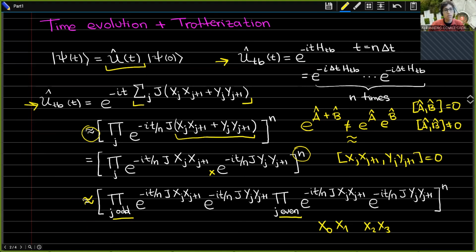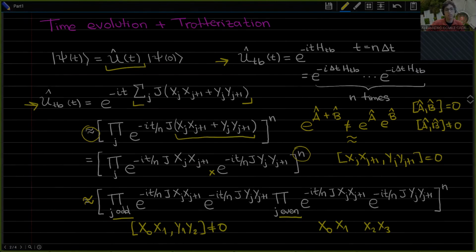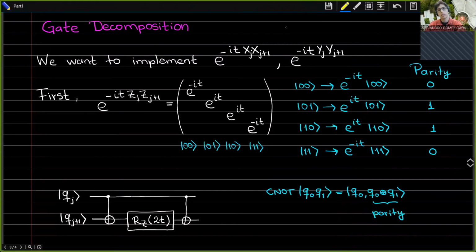This is also an approximation because the commutator, for example, this, is different than 0. So for small time steps, we can do that. For the tight binding Hamiltonian, we have couplings. So we have interactions between nearest neighbors, which are products of 2-qubit operators, for example, this XX and YY. So we need to implement these two gates to get our time evolution operator, which is in the trotterized way.